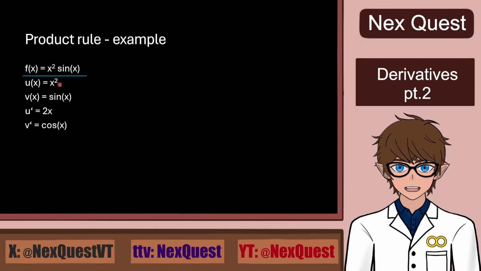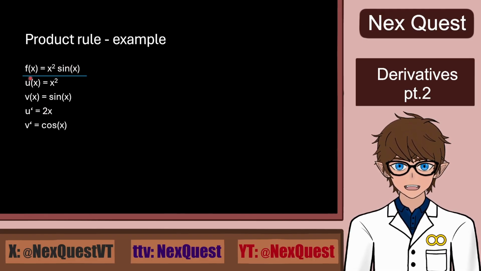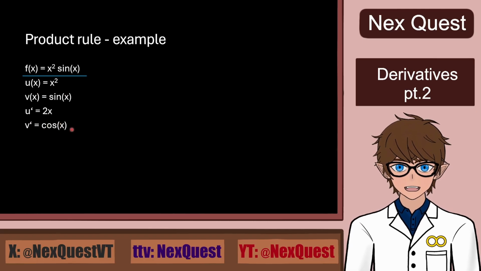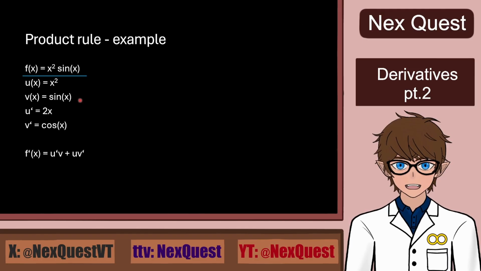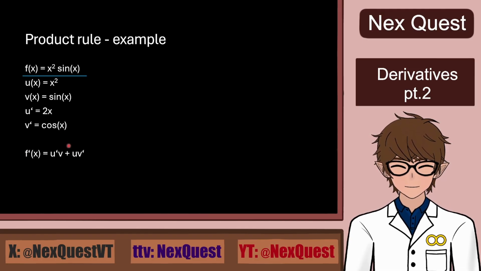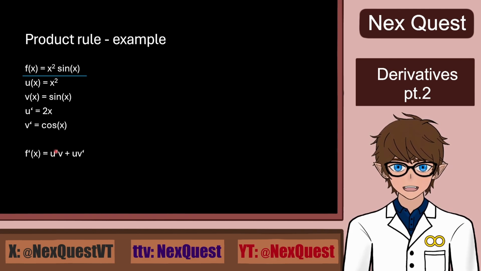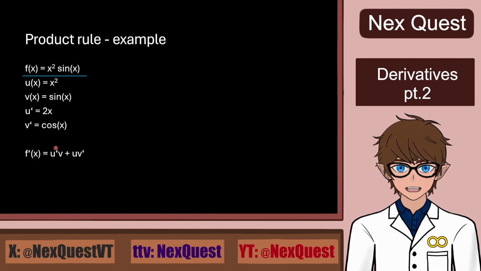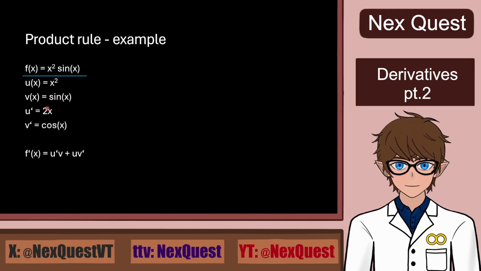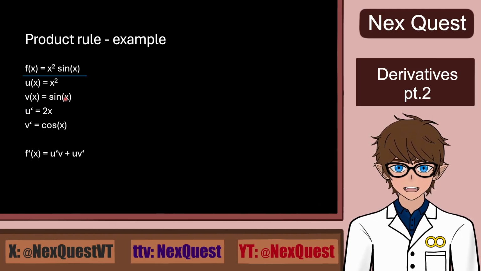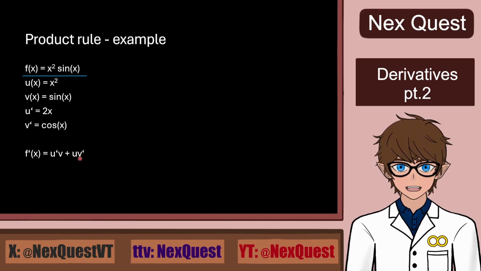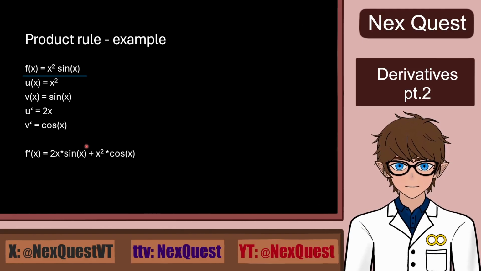So the u of x will be x squared, and v of x will be sine of x. If I take the derivative of u of x, I get 2x, and if I take the derivative of v of x, I get cosine of x. These are the prerequisites to use the formula. It's good to know them. So I set the formula, and I just insert the values. So u prime, unfortunately the prime is bent to the right, so it looks like it's on the v, but it's actually on u. So u prime is 2x, v is sine of x, and then u is x squared, and v prime is cosine of x, which gives us this.